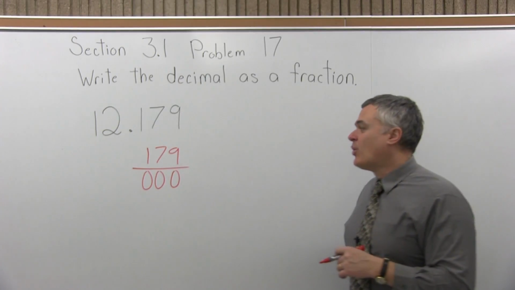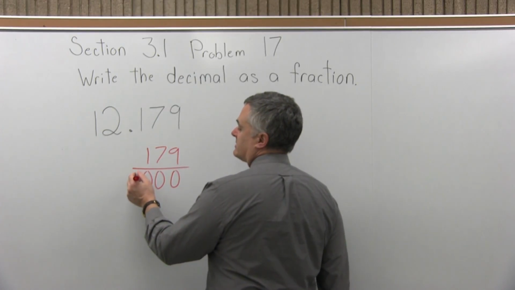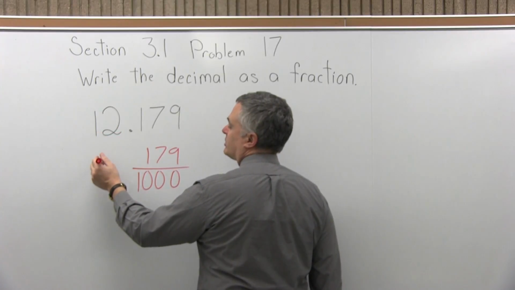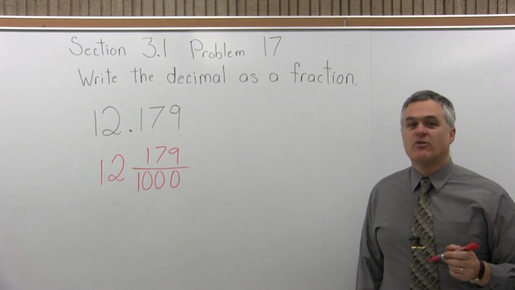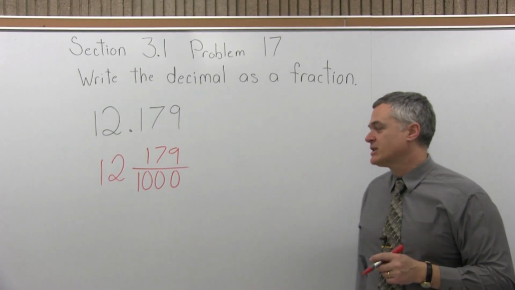Step 3 is put a 1 in front of the bottom zeros. I put a 1, and let me not forget to put the 12 that was in front of the decimal in front of my fraction. Of course, 12 point something turns into 12 in some fraction.